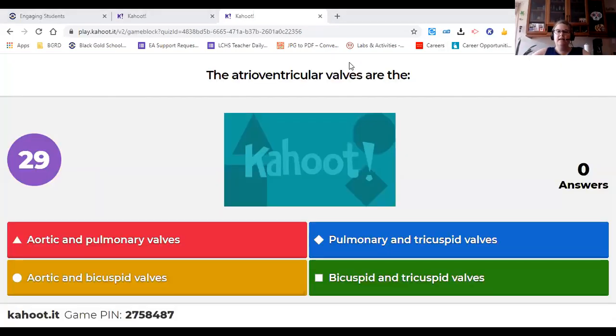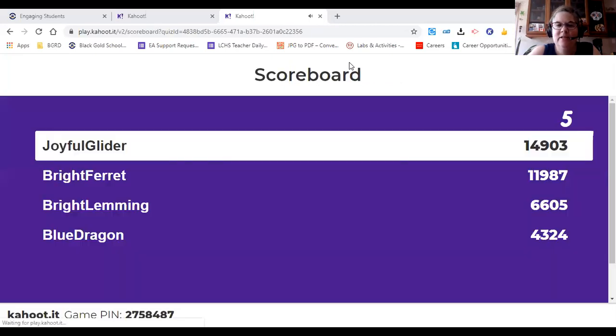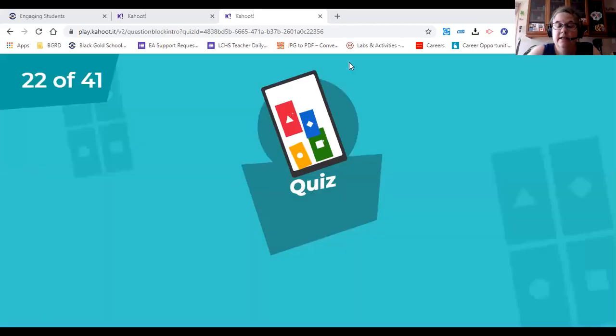The atrioventricular valves are the aortic and pulmonary valves, aortic and bicuspid valves, pulmonary and tricuspid valves, bicuspid and tricuspid valves. And we have bicuspid and tricuspid valves. They're the ones that are between the atria and ventricles.